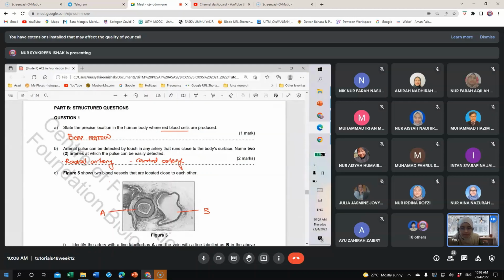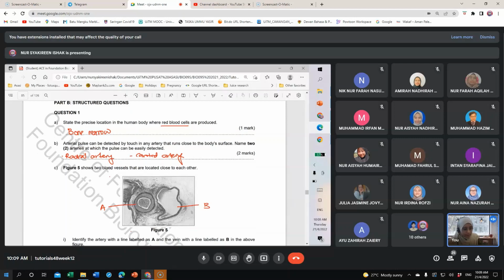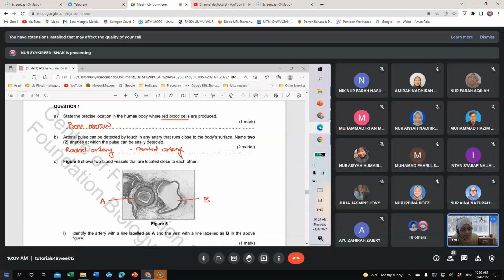where red blood cells are produced. So the answer would be bone marrow. So bone marrow is also the place where the white blood cells will be produced, and also where platelets originate, which are fragments or pinches of cells of the bone marrow. Platelets also come from the bone marrow. The fragments from the cells of the bone marrow will become the platelets.